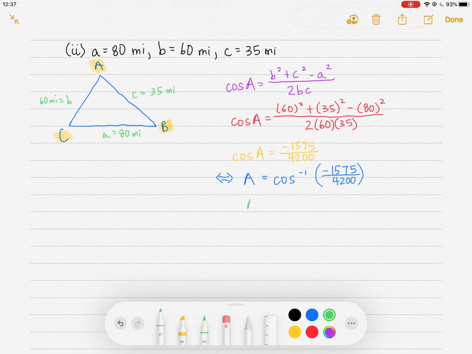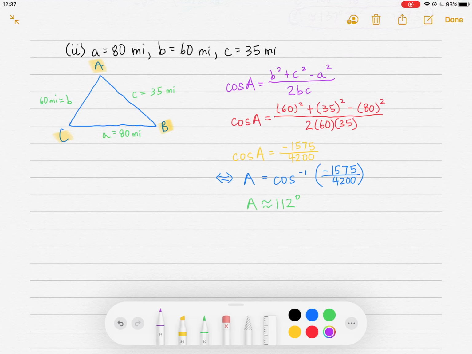So our A is approximately, because I gave you the sides to the nearest whole number, I'll ask you to round the angles to the nearest whole number. Cosine inverse of negative 1575 divided by 4,200: A is approximately 112 degrees.